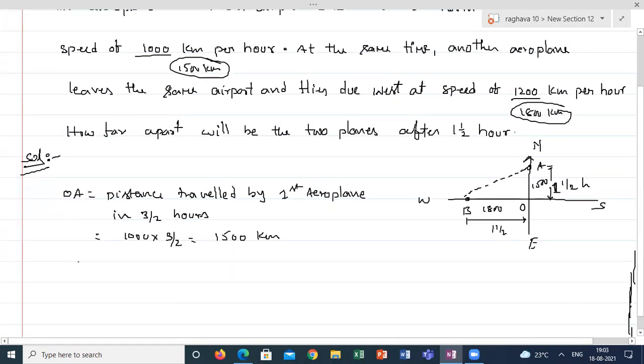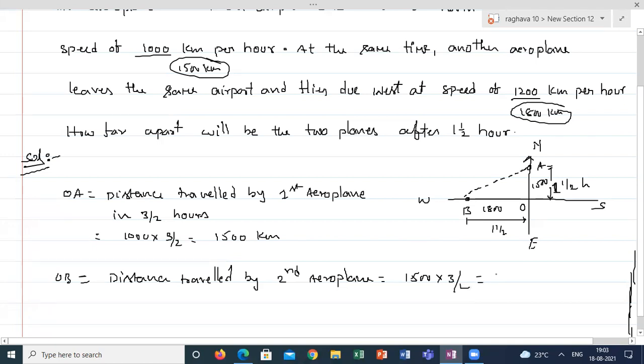OA is the distance traveled by plane 1 in 1.5 hours. OB is the distance traveled by plane 2. Yes, I'm getting 300 root 61 kilometers. Correct. 300 root 61 kilometers. Sir, this will be 1800. Sorry, this is 1200. So 600 times 3, this is 1800.